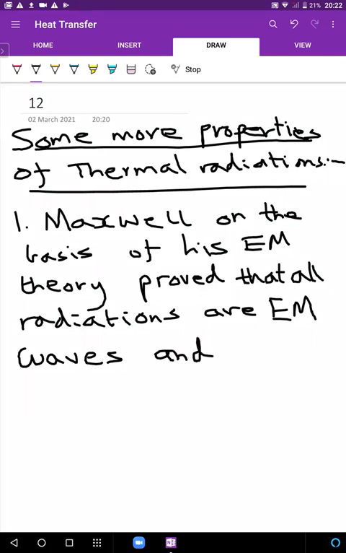How do you create an EM wave? This is something you will learn towards the end of electromagnetism, and also in communication systems. And their sources are vibrations.